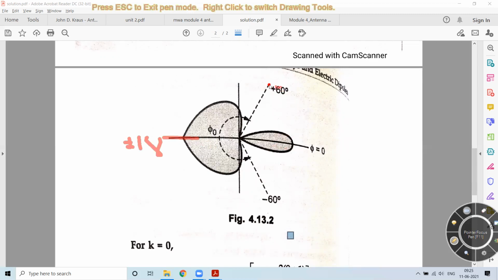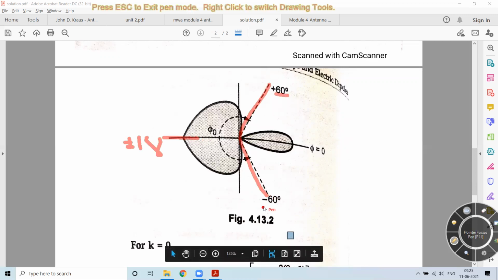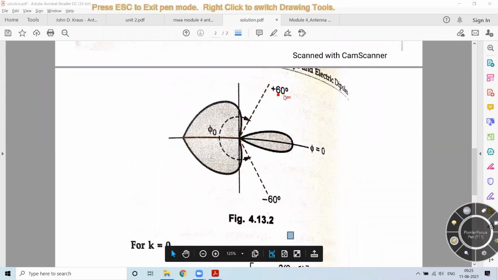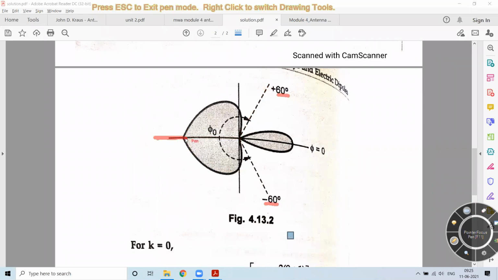And I'll be having nulls in these two directions. So at plus 60 degrees and minus 60 degrees, I'll be having a null. So here you can observe that if we are having nulls here, what about the other angles? In this part, I'll be having the radiation, and in this part also, I'll be having the radiation. But here I'll be having minima, and in this direction, I'll be having a maxima.